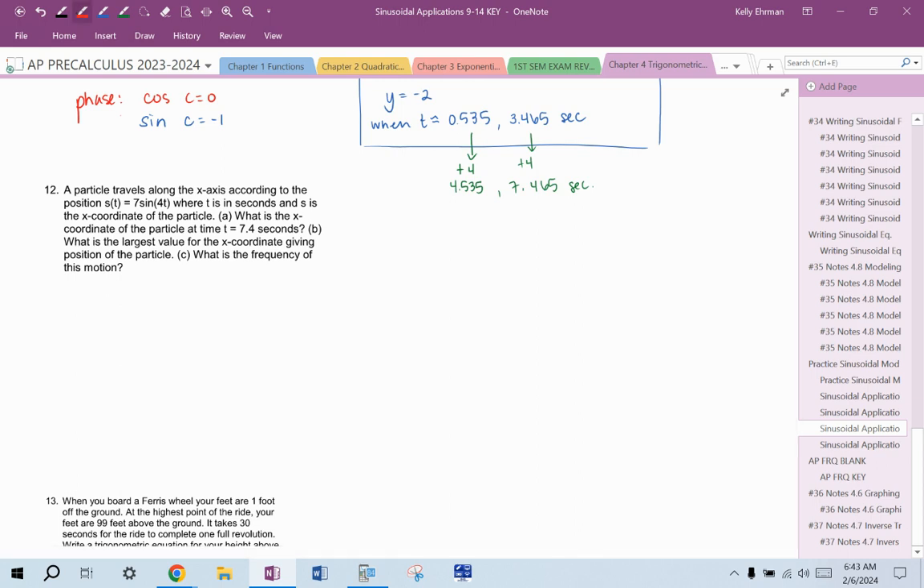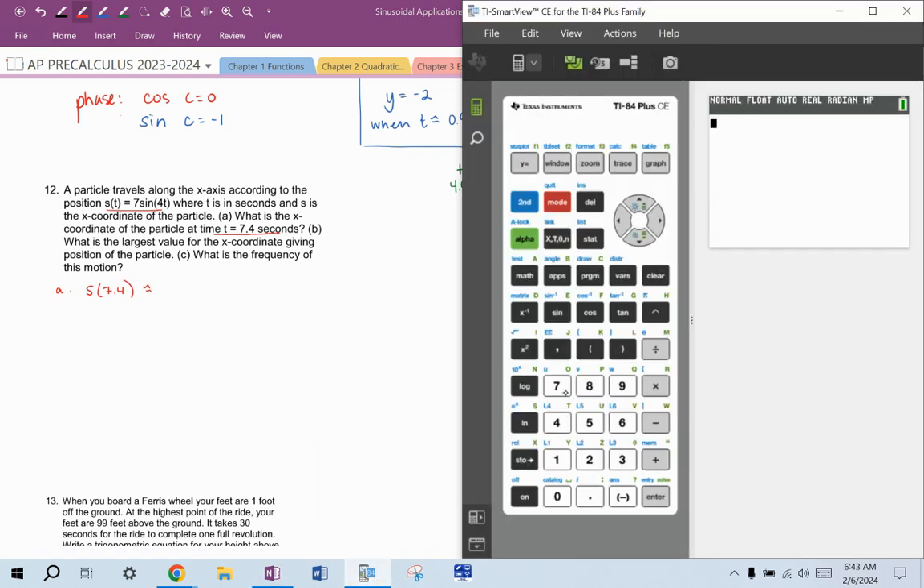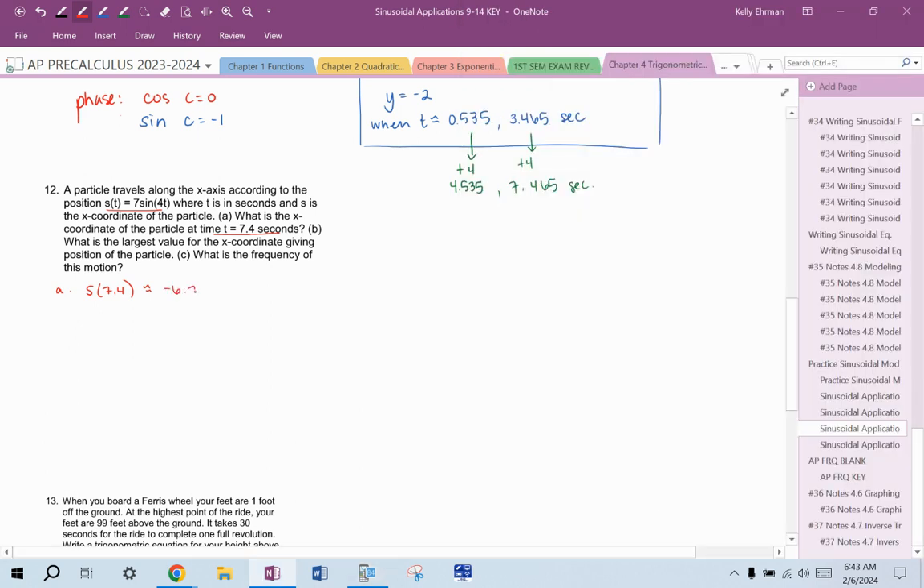Okay, number 12. A particle travels along the x-axis according to this position, where t is in seconds and s is the x-coordinate of the particle. What is the x-coordinate of the particle at 7.4? So part A is just asking us to evaluate s of 7.4. So that's equal to 7 times the sine of 4 times 7.4. So -6.791. And we're not given labels here. This is just on the x-axis where we are.